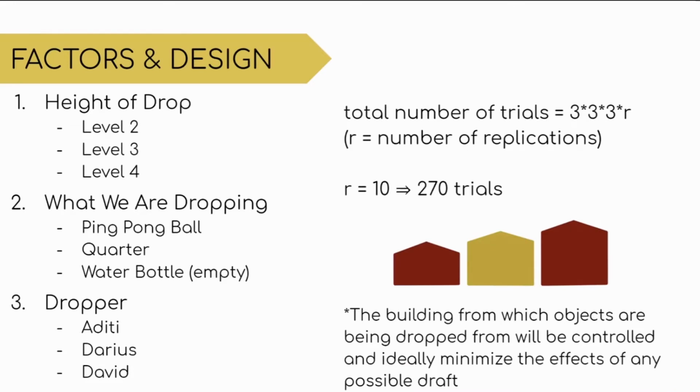Some factors affecting the experiment. First, we have height, whether it's level 2, 3, or 4. And then what are we going to drop, whether it's the ping pong ball, the quarter, or the empty bottle. Then of course we have people participating in the experiment. For us it's DT, Darius, and David. And then the total number of trials in the experiment is equal to 270 trials.